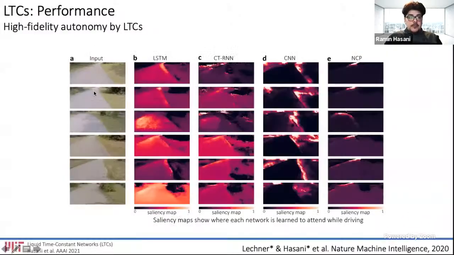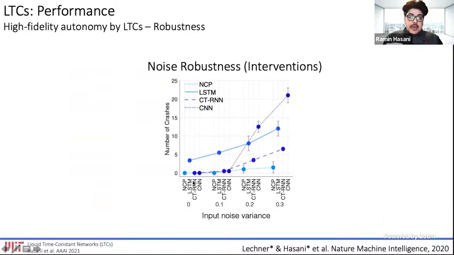Here, what I'm showing you is a time sequence of inputs to the neural networks. This is the attention map of an LSTM network, neural ODEs, convolutional networks, and NCPs. We see a consistent focus on the horizon while we are using an NCP network. That's one of the very nice features of these networks that we explored and found empirically. Another thing we found is the number of crashes: imagine on the x-axis I'm increasing the amount of noise, and on the y-axis I'm measuring the number of crashes that would happen in the real world. We see that NCPs, the ones on the lower side, are much more resilient to perturbations.